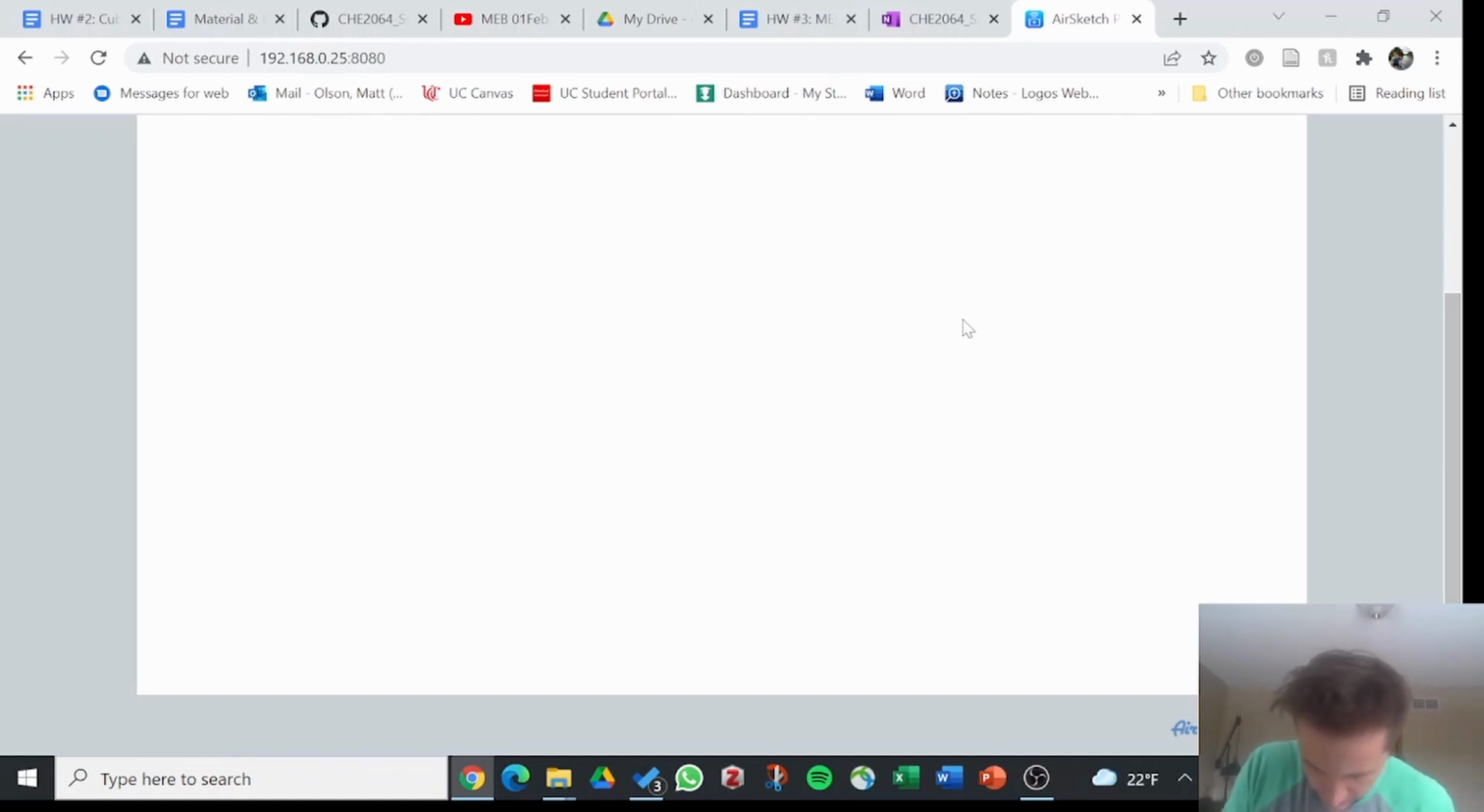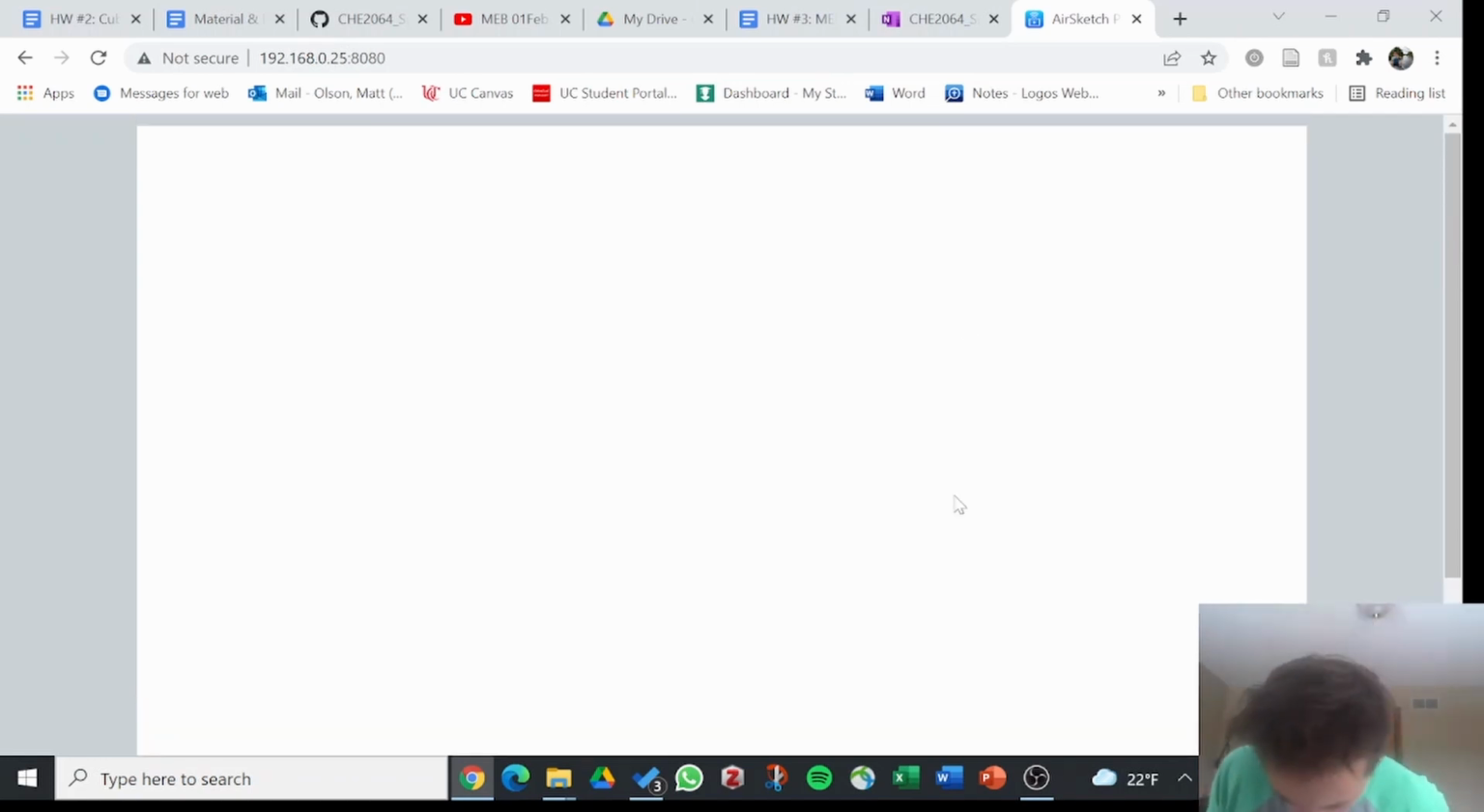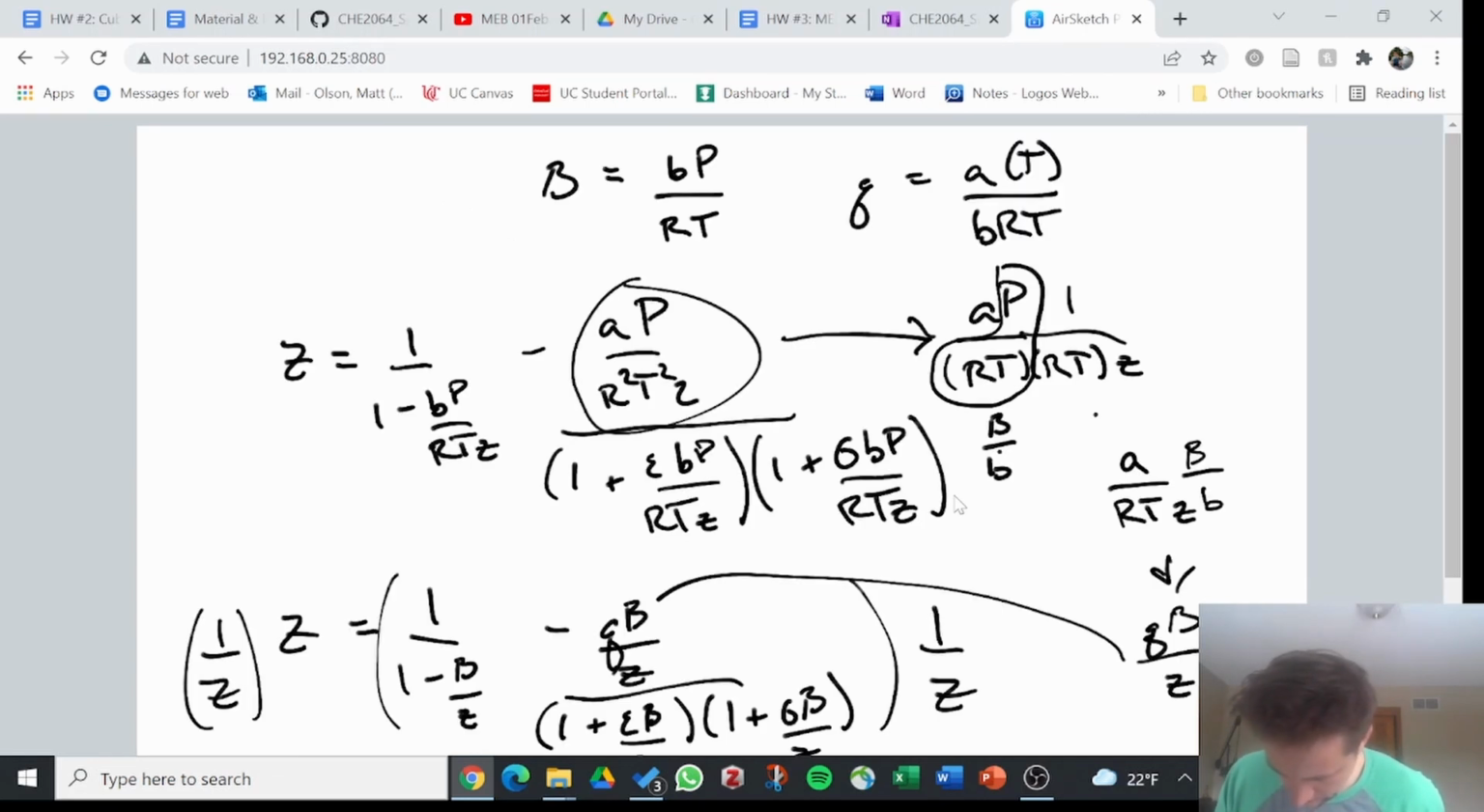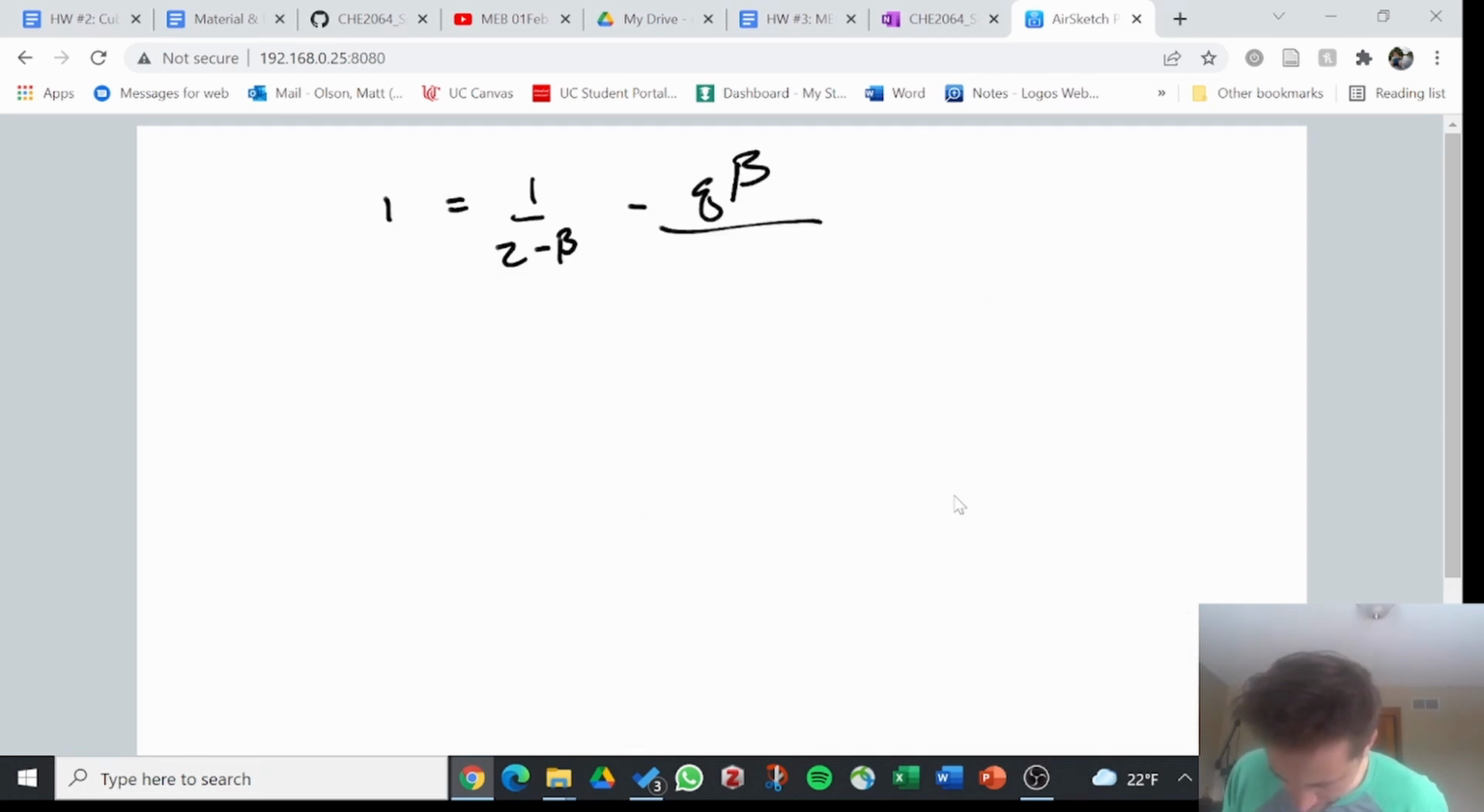That's going to leave us with a 1 on the left-hand side of the equation. And then that's going to give us 1 over Z minus beta, and then Q beta. We don't want Z on the outside. Let me look at that again. Just Z, we'll factor it out here. So we've got Z plus epsilon beta, Z again plus sigma beta, carrying the Z all the way out.